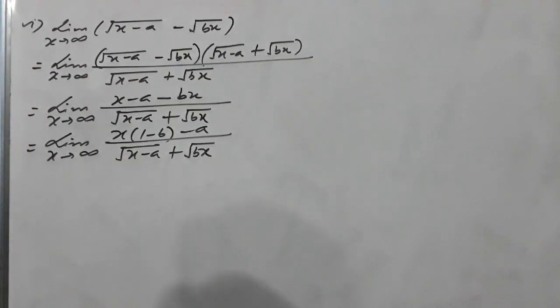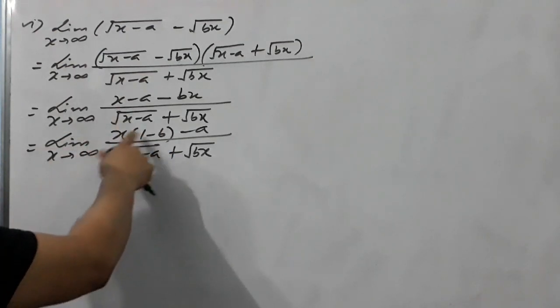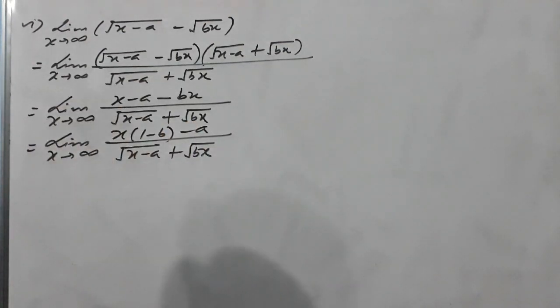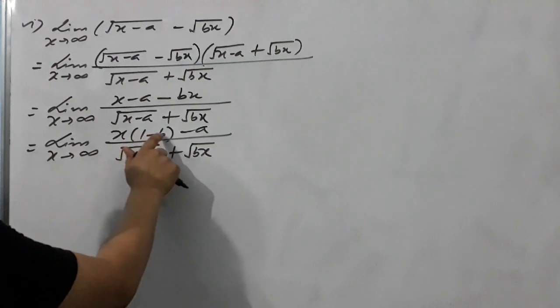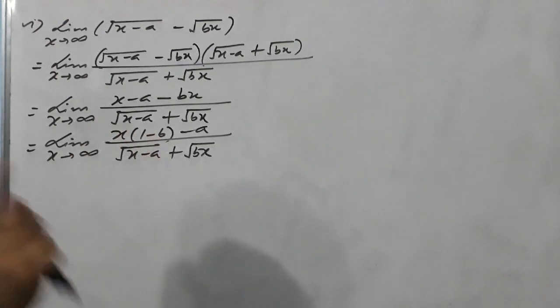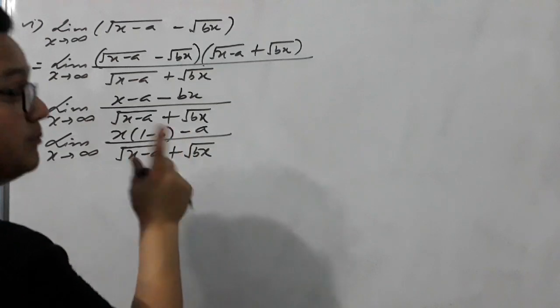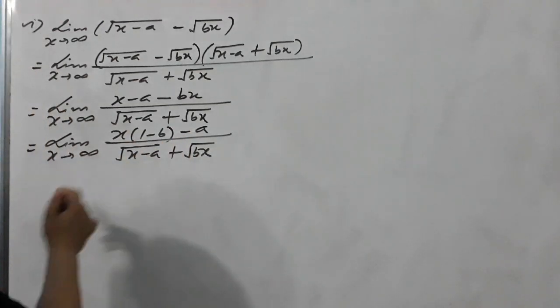Here, listen to me, everybody, the value of b matters. If the value of b is 1, then x times 0 means you will get only a constant term in the numerator. If b is not equal to 1, you will not get a constant term, you will have a variable also in the numerator. This means the value of b is going to change the answer, the limit of this question.